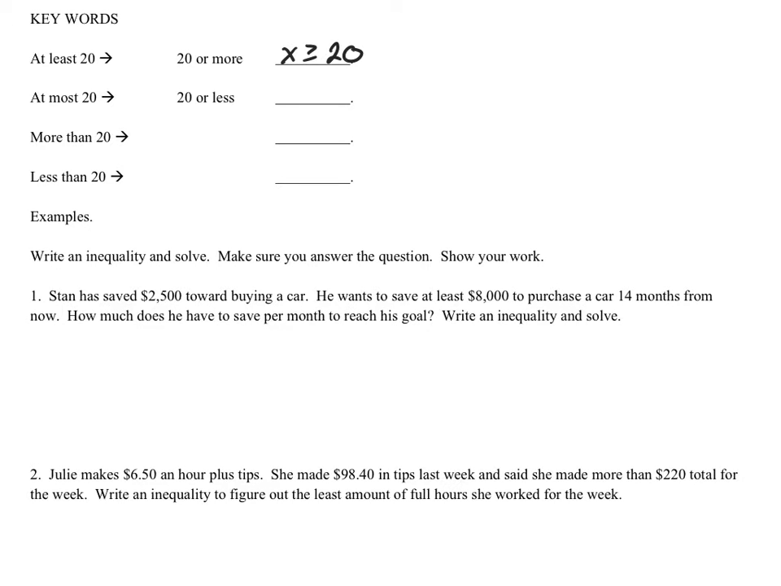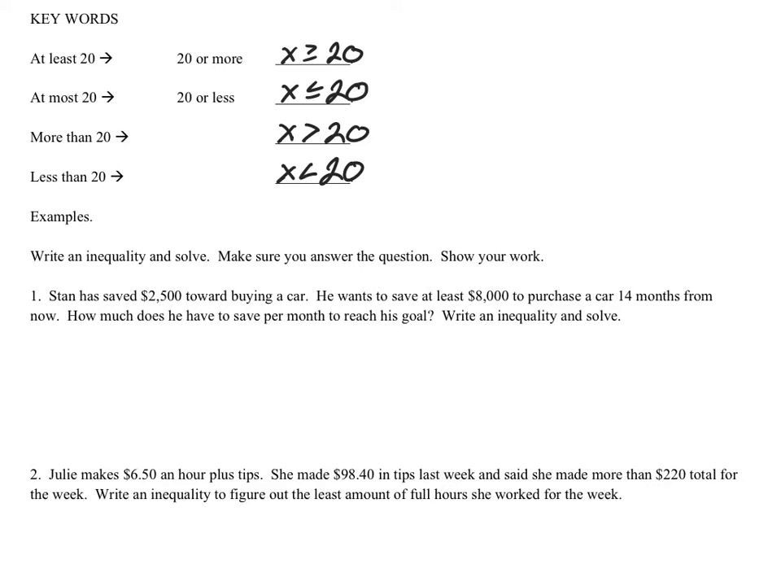At most 20, that would be 20 or less, so x is less than or equal to 20. More than 20, that's values that are greater than 20. Less than 20, that's values that are less than 20.